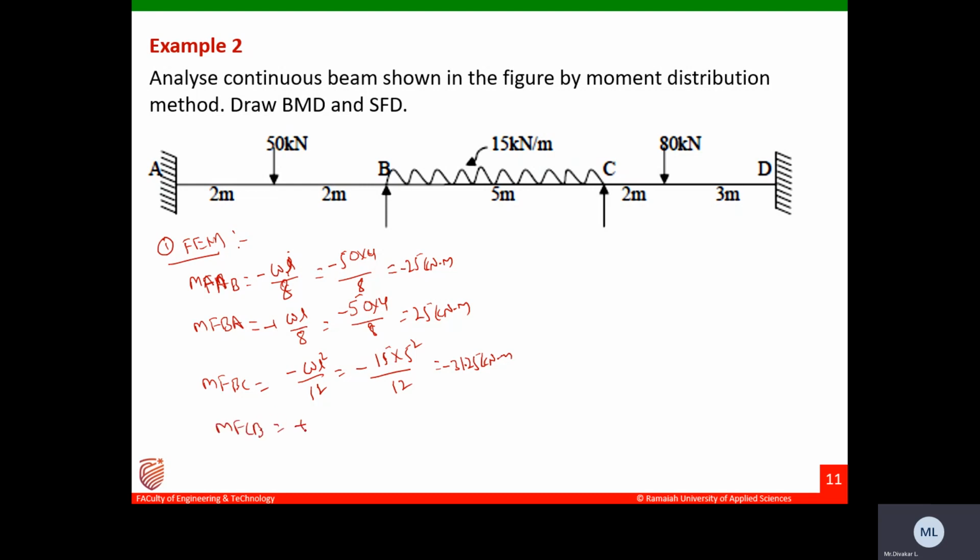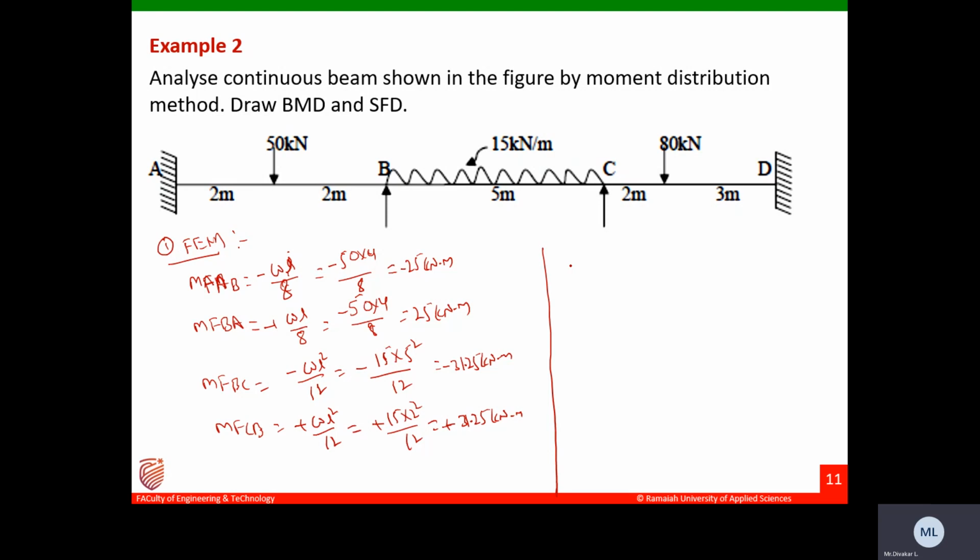Similarly, calculate MF of CB. MF of CB equals plus WL square by 12, so plus 15 into 5 square divided by 12. This is plus 31.25 kilonewton meters.